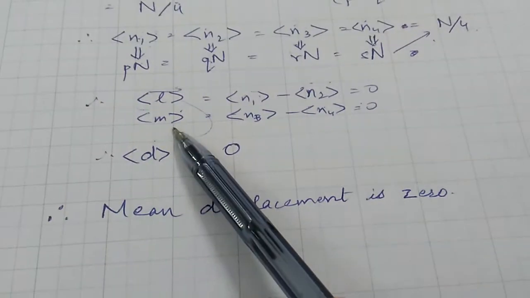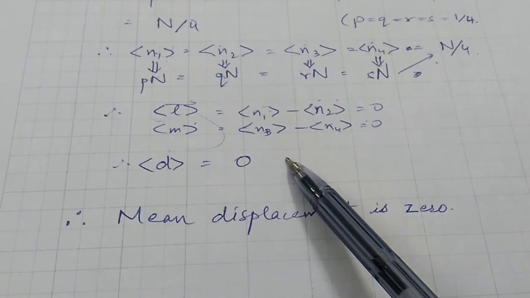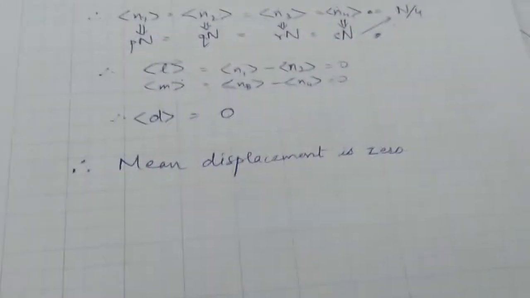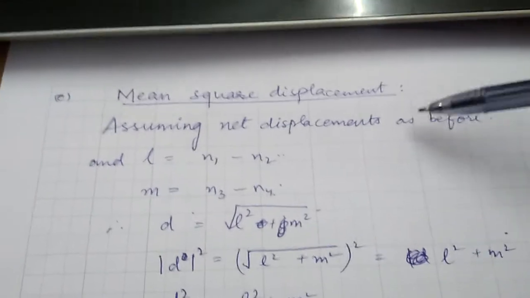Therefore, L average and M average end up being 0, which means D average ends up to be 0. So the mean displacement is 0. Now, we are going to consider the mean square displacement.